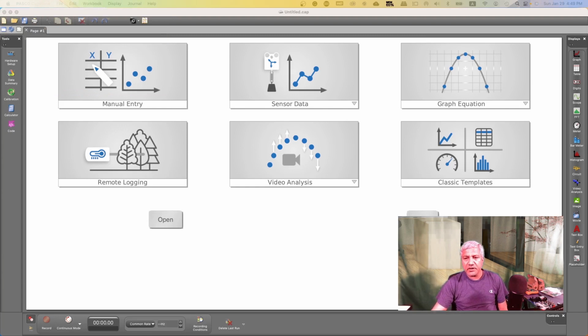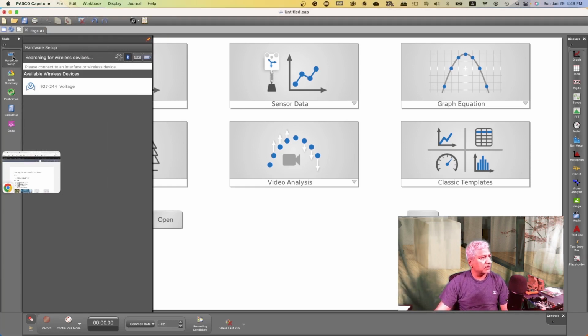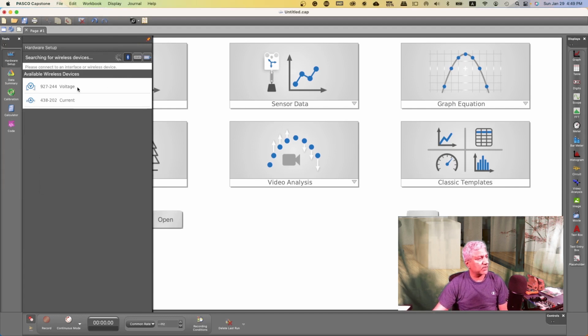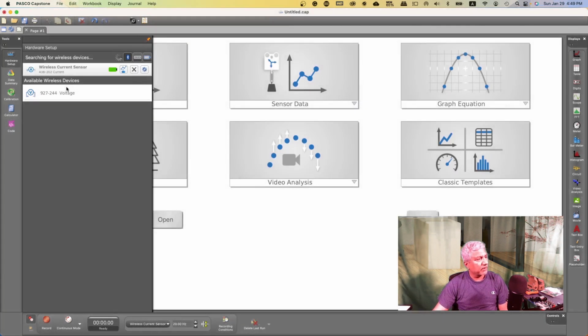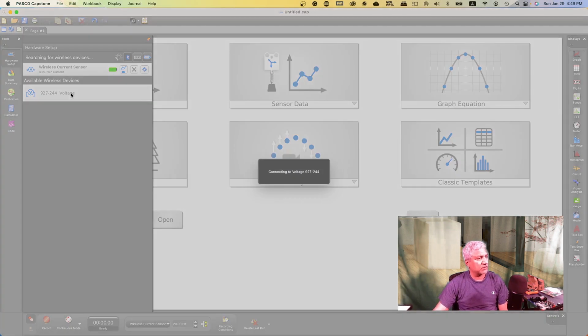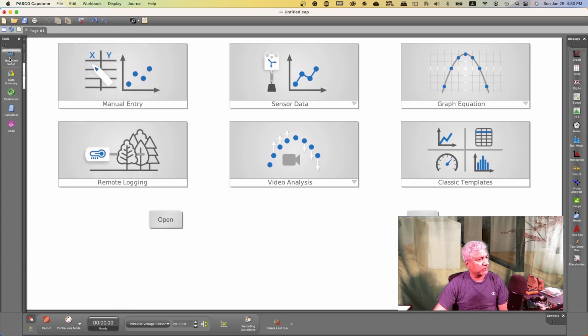So now you go to where it says hardware setup here, and it'll search for the wireless devices. There comes up the voltage sensor has been detected and the current sensor, both. Okay, so click on the current sensor. Now the connection is made. Do the same thing, click on the voltage sensor. So now both of them have been connected. And now you can click on hardware setup again to hide it.